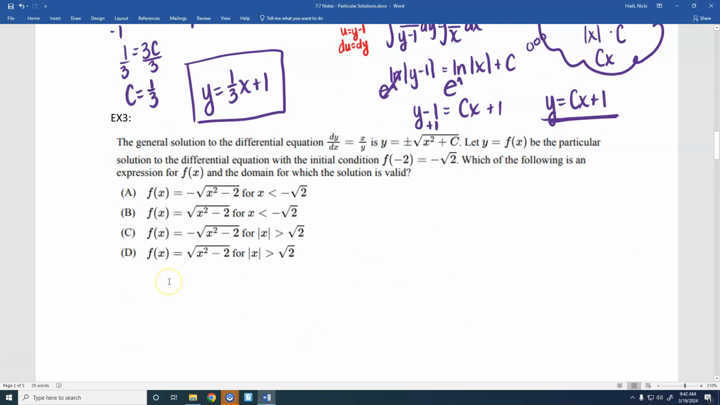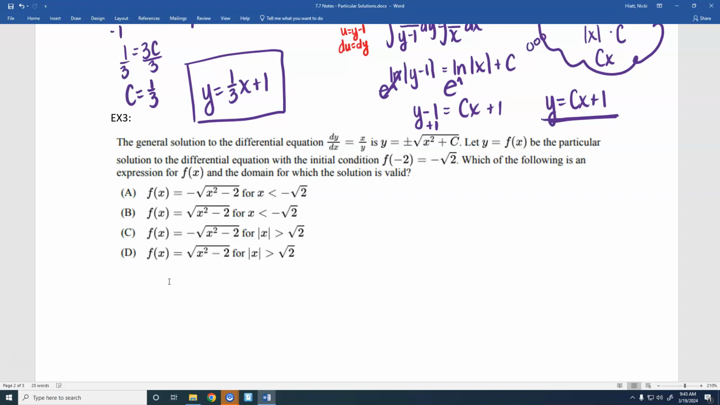All right. So the general solution to the differential equation dy/dx = x/y is y equals plus or minus the square root of x squared plus c. Let y equal f of x be the particular solution to the differential equation with the initial condition f of -2 equals negative square root of 2. Which of the following is an expression for f of x and the domain for which the solution is valid?